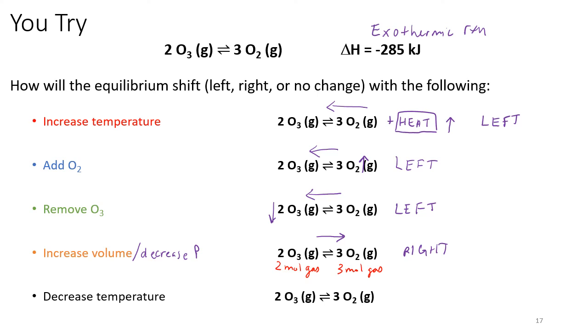Lastly, decreasing the temperature of an exothermic reaction. We can still plug in our heat as a product. In this case, we would be removing heat. So our exothermic reaction will adjust by shifting towards that removal. So that would be like putting the reaction on ice. And we'll shift towards the O2 production or to the right-hand side.